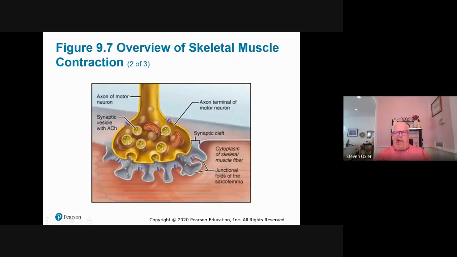And here it is. Here's the axon. This is a nerve. In the axon, you have synaptic vesicles, which contain the neurotransmitter. And then you have a synaptic cleft. And then you have the muscle. This is the neuromuscular junction, otherwise known as the motor end plate.